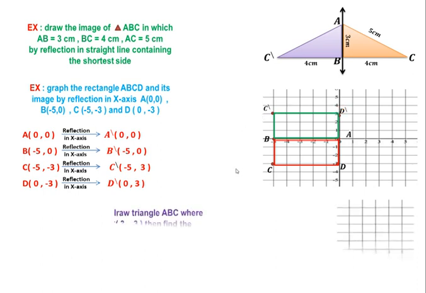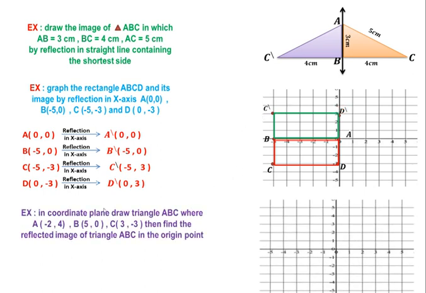Another example. In a coordinate plane, draw the triangle ABC where A is negative 2, 4, B is 5, 0, and C is 3, negative 3. Then find the reflected image of triangle ABC in the origin point. We studied reflection in the origin point: we change both axes, x and y. Positive x will be negative x, and positive y will be negative y.